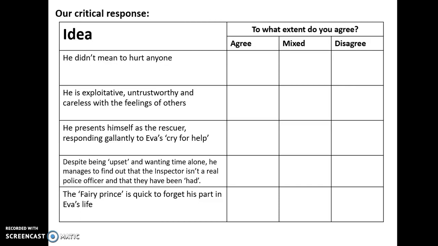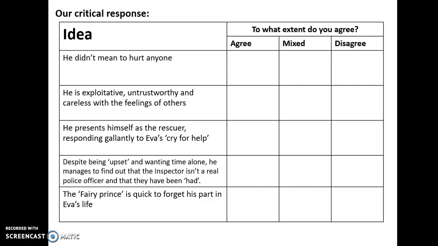Thirdly, Gerald presents himself as the rescuer, the knight in shining armour, responding gallantly to Eva's cry for help. The idea here is that Gerald presents himself that way. It may not necessarily be true, but he presents himself as a rescuer. Again, pause the slide and think about to what extent you agree with that idea.